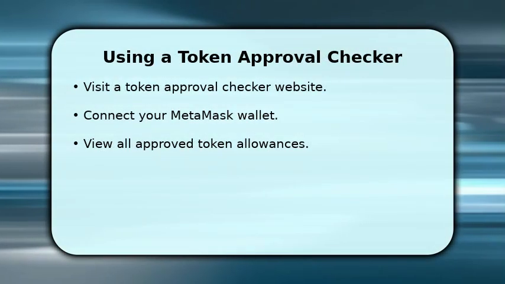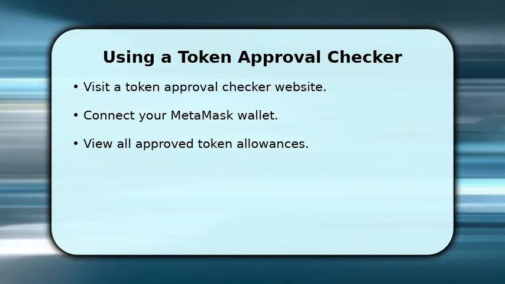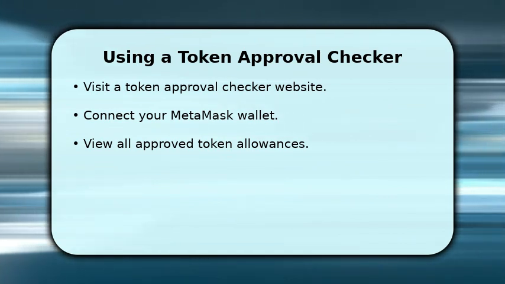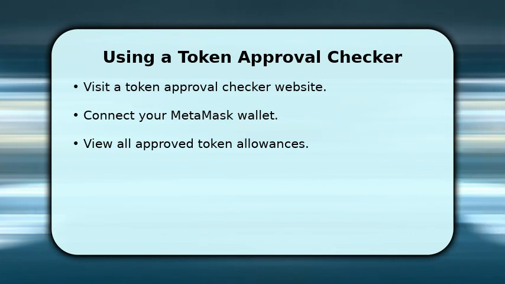One effective way to revoke access is by using a token approval checker. Websites like Etherscan or BSC Scan offer tools where you can connect your MetaMask wallet. Once connected, these tools display all the token allowances you've granted to various DApps. You can then easily identify and revoke specific permissions directly from their interface, giving you clear control over your wallet's security. This method is very straightforward.